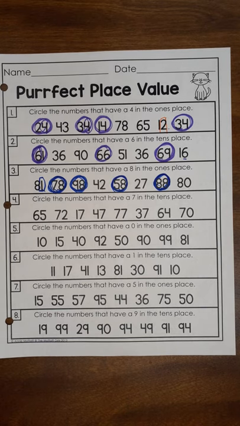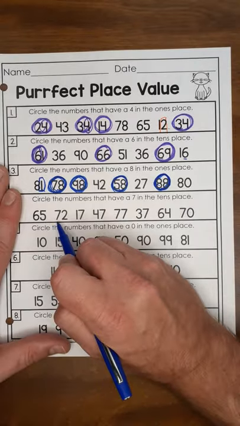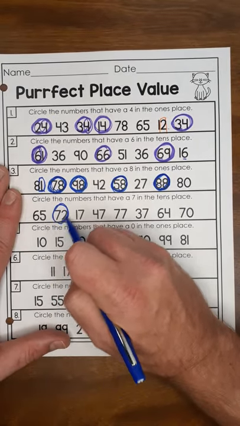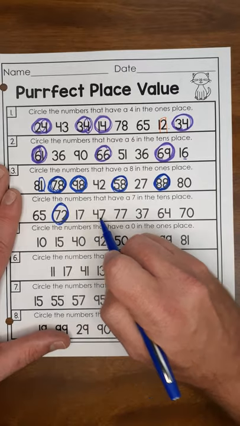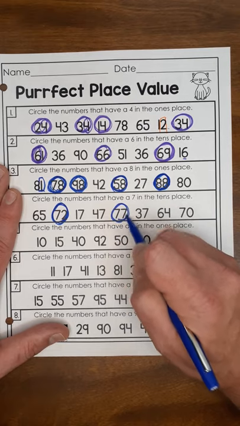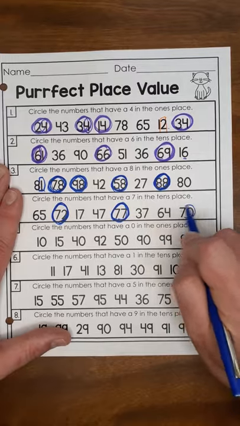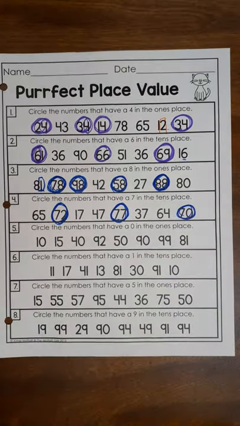And then the last one I'm going to help you with, and then the last four are on your own. We'll see how well you do. Circle the numbers that have a seven in the tens place. So seven in the tens place. We have 65, nope. 72, yep. 17, nope. 47, nope. 77, yep. 37, nope. 64, nope. 70.